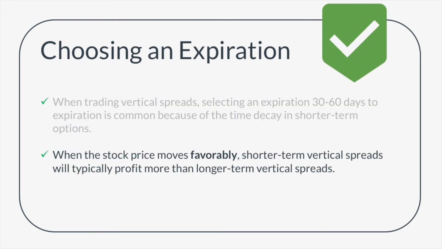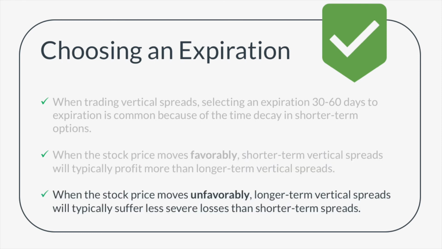Now, the first main point to take away from this video is that when the stock price moves favorably for your spread, shorter term vertical spreads will typically profit more than longer term vertical spreads. So in other words, if you're correct on your directional assumption, you'll be better off with a shorter term vertical spread than a longer term vertical spread. Now, on the other hand, when the stock price moves unfavorably and moves against your spread, longer-term vertical spreads will typically suffer less severe losses than shorter-term vertical spreads.